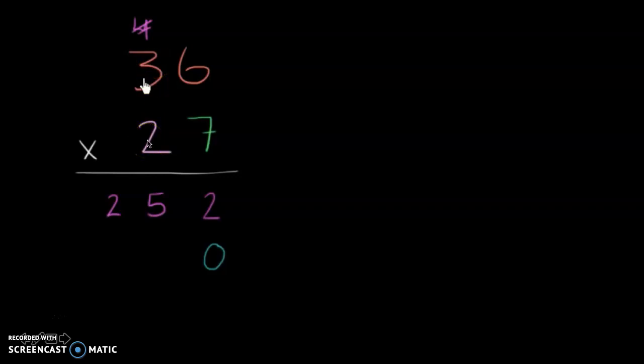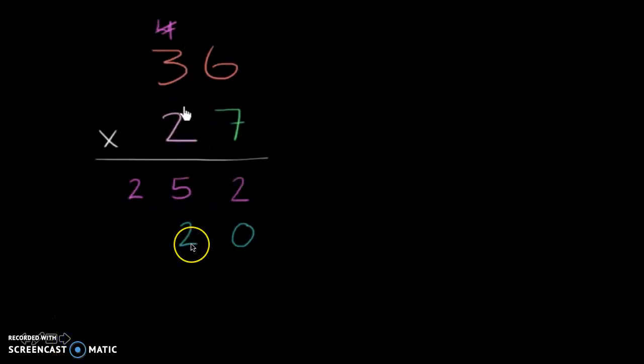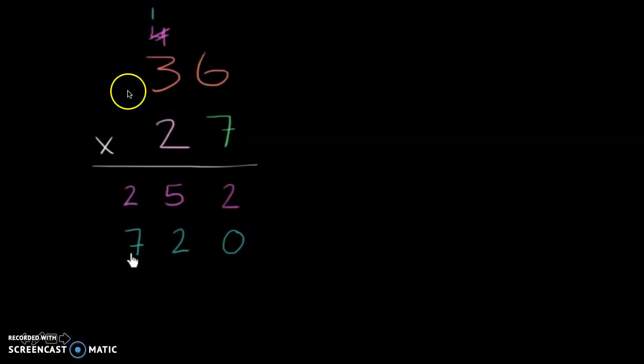Again, to keep your work organized, I would recommend that you use different colors to track your work, because in this first step, after adding the placeholder, I know I need to multiply my 6 and my 2, so I would circle it. I would put down my 2 from the 12 because 6 times 2 is 12, and then I would carry my 1.